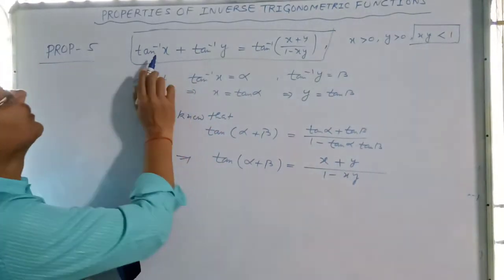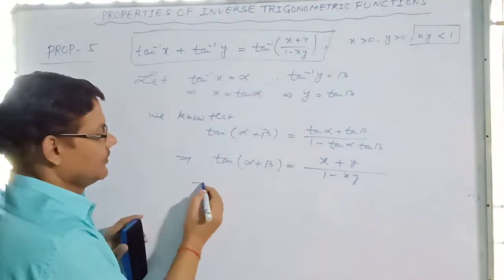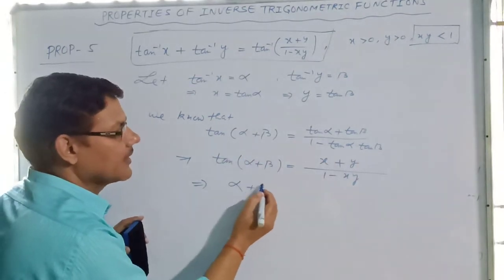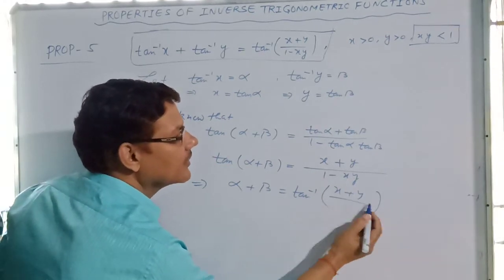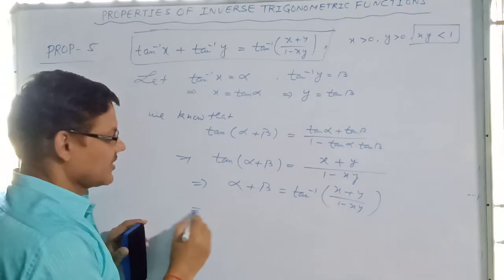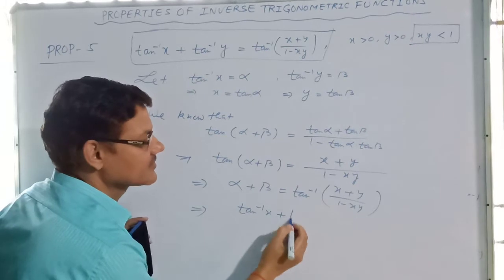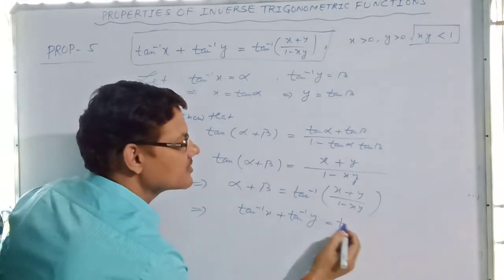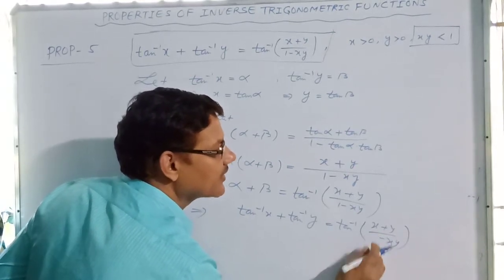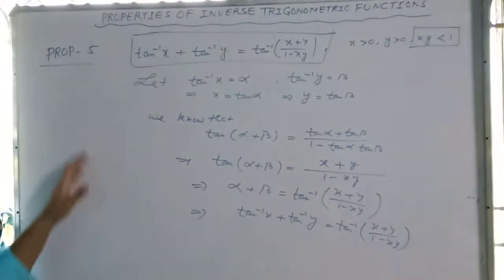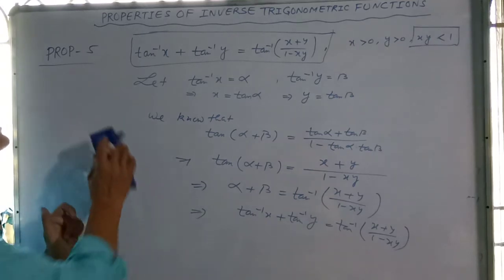But we are required to get tan inverse x plus tan inverse y, and tan inverse x is alpha. So we shift to that side to get alpha plus beta is equal to tan inverse of (x plus y) by (1 minus xy). Now what is alpha? Alpha is tan inverse x, so it implies tan inverse x plus tan inverse y is equal to tan inverse of (x plus y) by (1 minus xy). This is the proof of this property. Now replacing this with a minus sign, we easily get the proof of the second property.